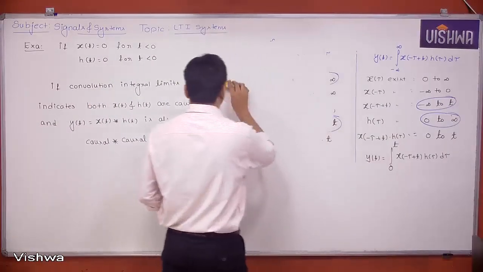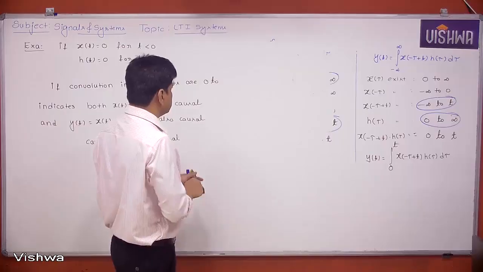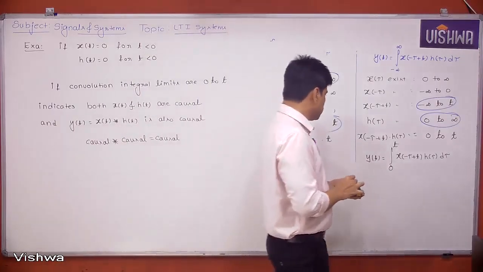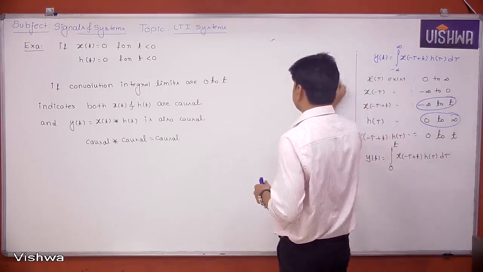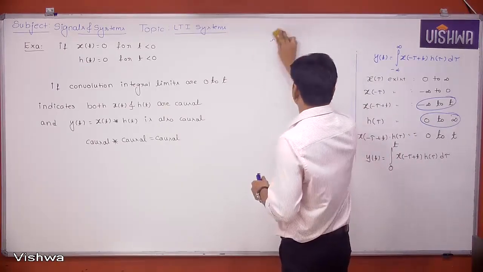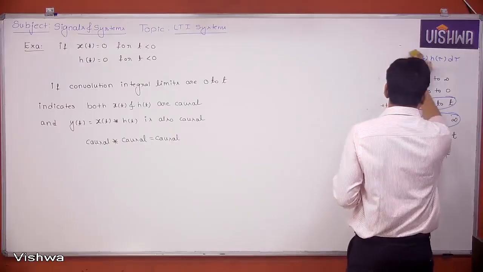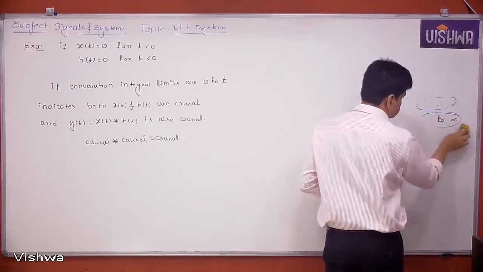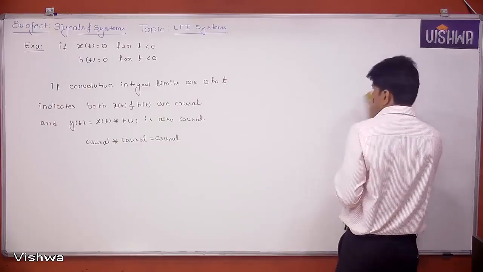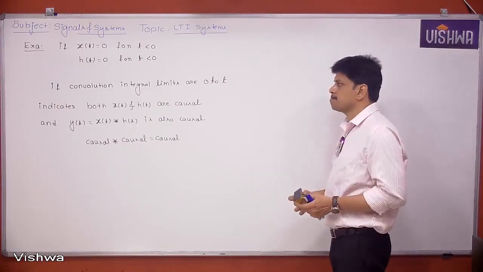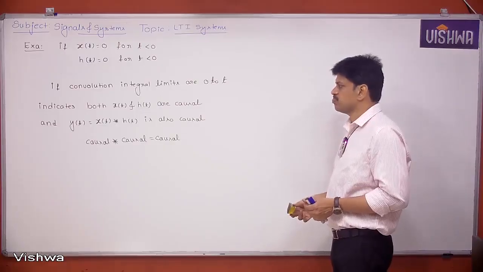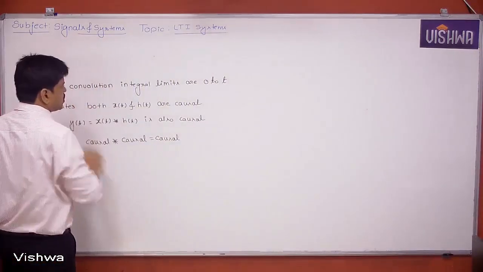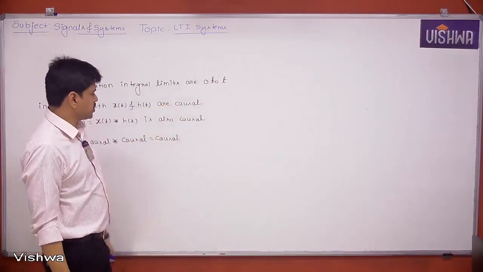Okay. Sorry, not 0 to infinity. Please make a change. 0 to t, not infinity. Please make the change. It is 0 to t. It is not from 0 to infinity.